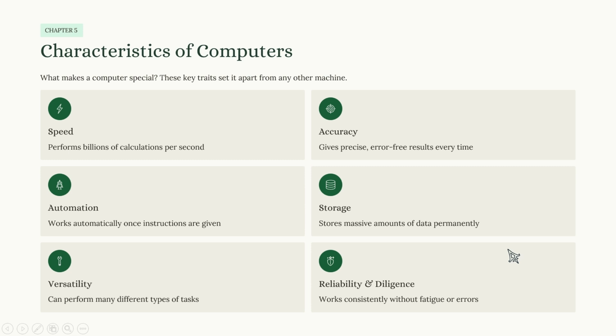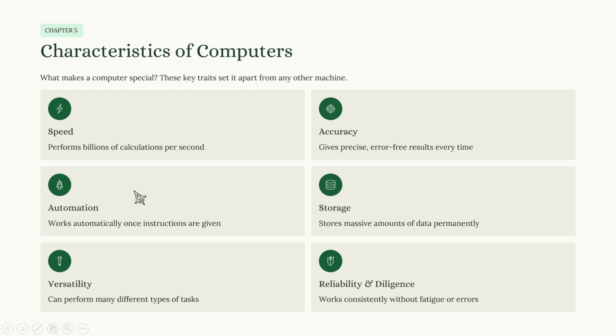The fifth characteristic is versatility. A single computer can perform many different tasks such as gaming, studying, programming, and communication. The sixth characteristic is reliability. Computers work consistently and efficiently. The final characteristic is diligence. Unlike humans, computers do not get tired or lose concentration while performing repetitive tasks. These characteristics make computers extremely useful in every industry.